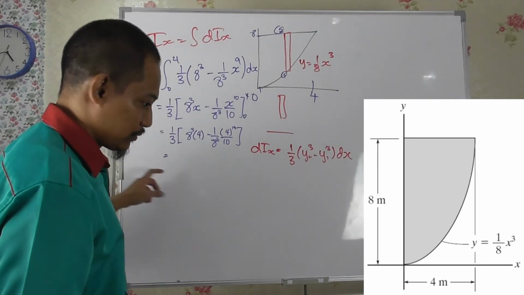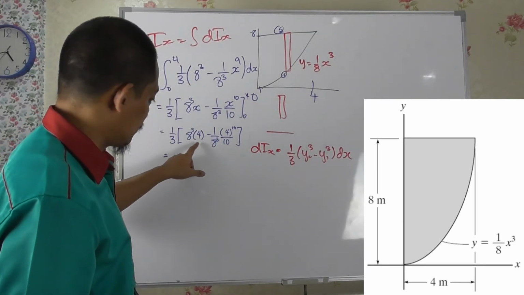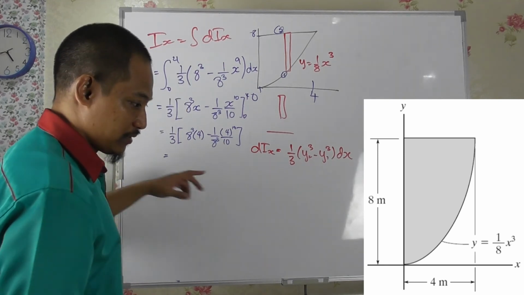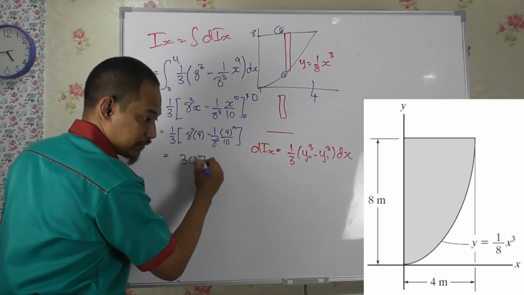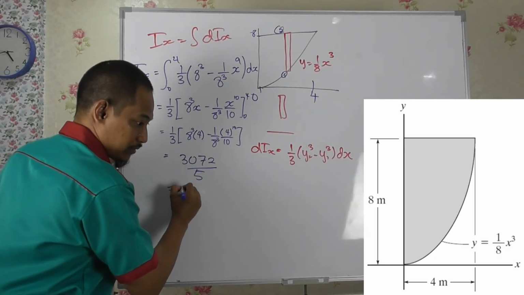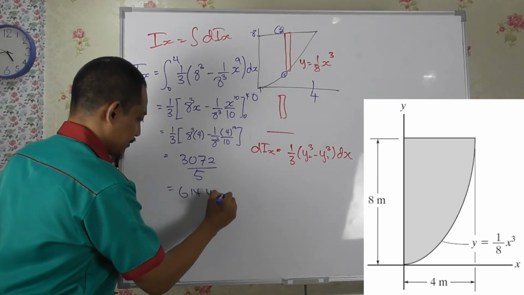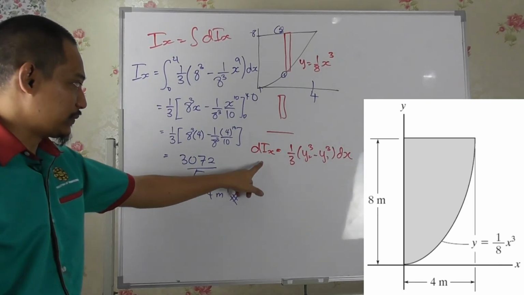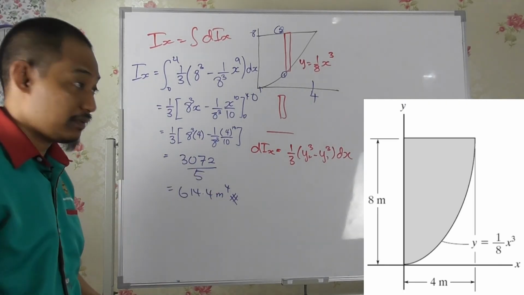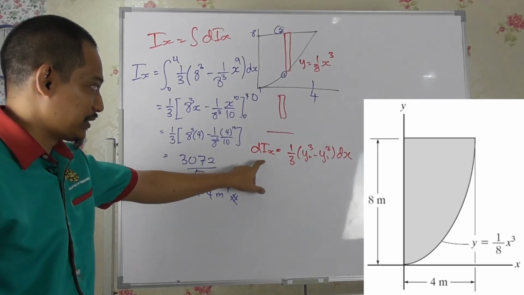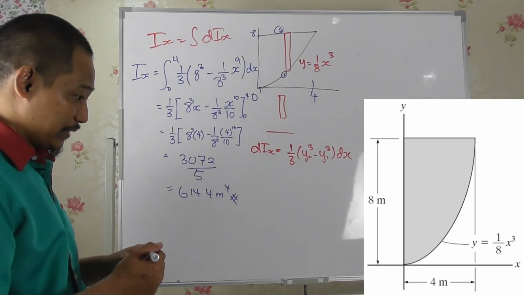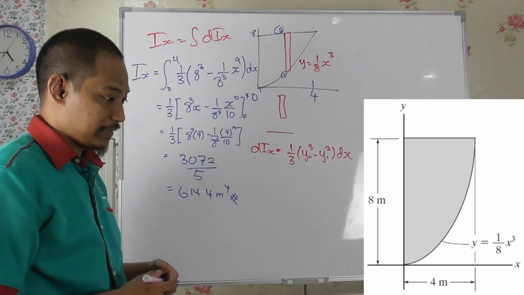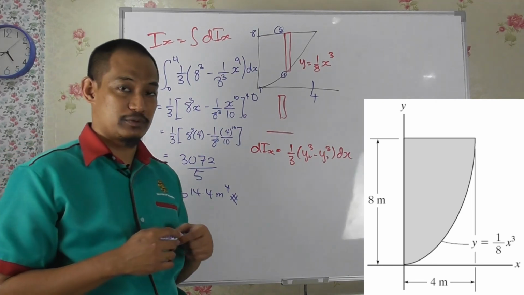So if this is correct, 1 over 3 outside, 8 cubed times 4, minus 1 over 8 cubed times 4 to the power of 10 over 10, then you get 3072 over 5, or 614.4 meter to the power of 4. So it's exactly the same as before. This seems short because we already derived this in question number 1, but if you've done this from the beginning until the end, it will be quite long. Regardless, the answer will be the same. So that's this question. We go to the next question.